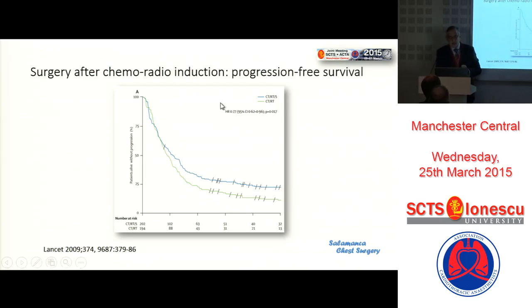This is the second randomized clinical trial, published in Lancet in 2009. This is progression-free survival. If you have a look at these figures, this is the arm of radiotherapy, and this is the arm in blue of patients treated with chemo, radio, induction plus surgery. So progression-free survival is acceptable for patients after resection, but this is not the figure patients are looking for.